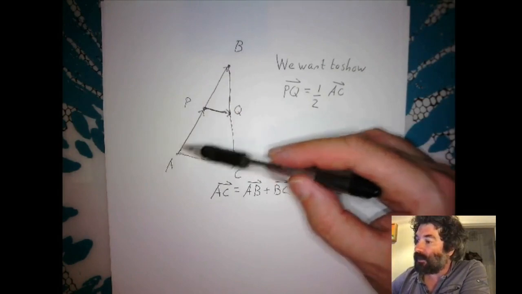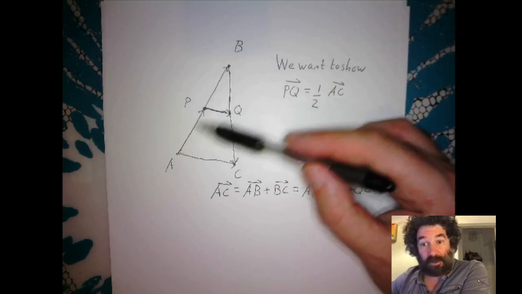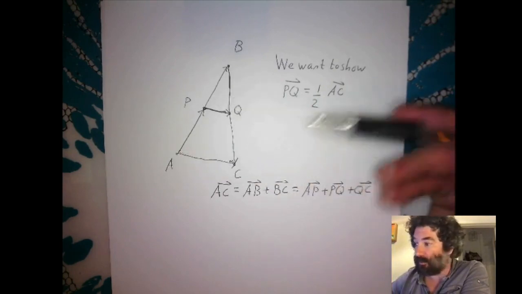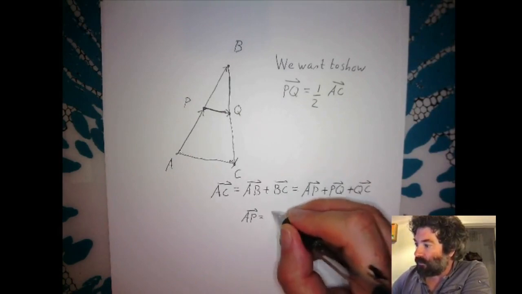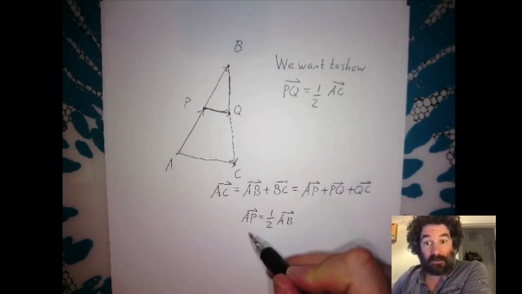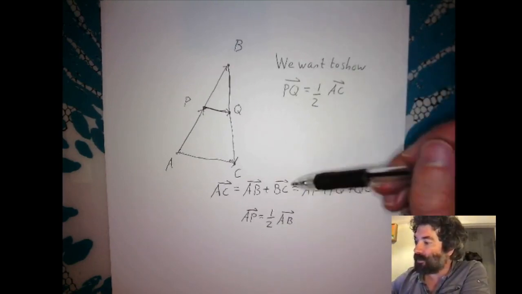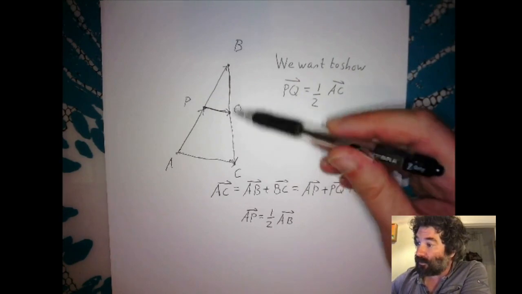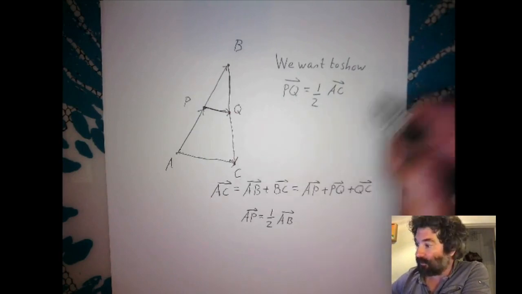Well, the vector from A to B is parallel, pointing in the same direction as the vector from A to P, but the vector from A to P is 1/2 the length of the vector from A to B, because P is the midpoint of the side from A to B. And so we express this as the vector from A to P is 1/2 the vector from A to B. That is, they point in the same direction, and the vector from A to P has 1/2 the length or magnitude of the vector from A to B. And we have a similar relationship between the vector from B to C and the vector from Q to C. Q to C is pointing in the same direction as the vector from B to C, and since Q is the midpoint, it has 1/2 the length.